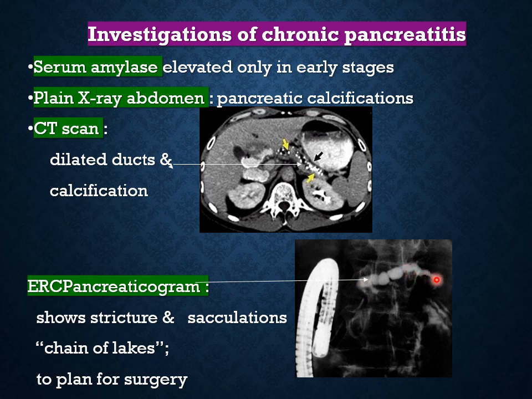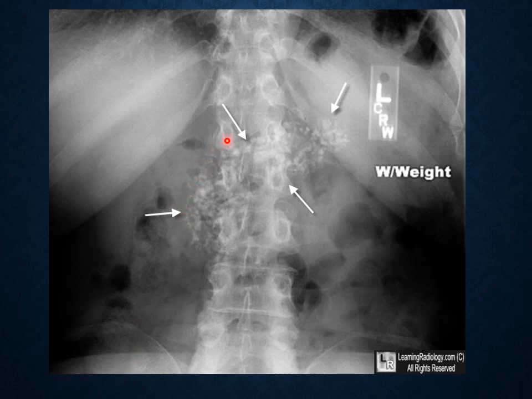Multiple areas of strictured pancreatic ducts with dilatations, and this is known as the chain of lakes or beaded appearance. This is a plain X-ray of the abdomen showing massive, dense calcification in the region of the pancreas. A patient with symptoms and signs suggestive of chronic pancreatitis, and with this X-ray finding, is more or less diagnostic of chronic pancreatitis.